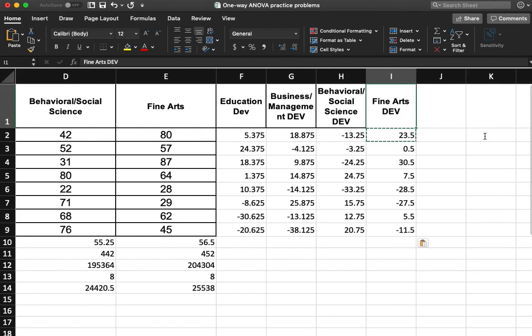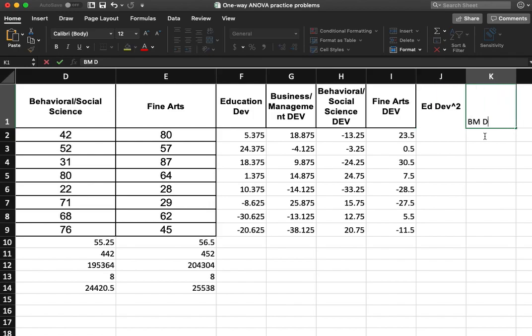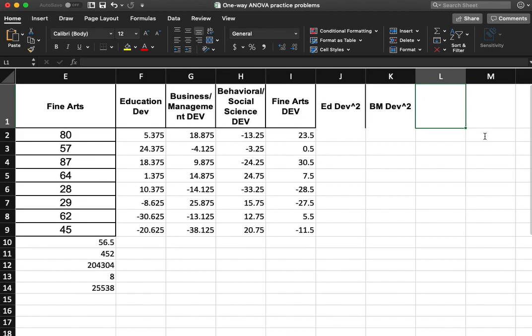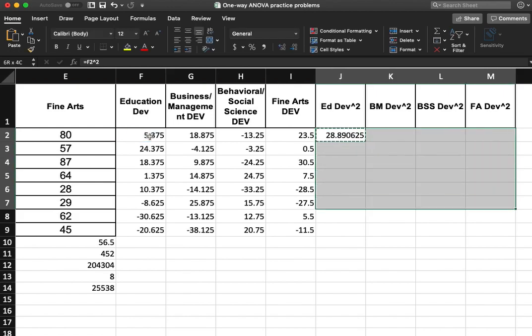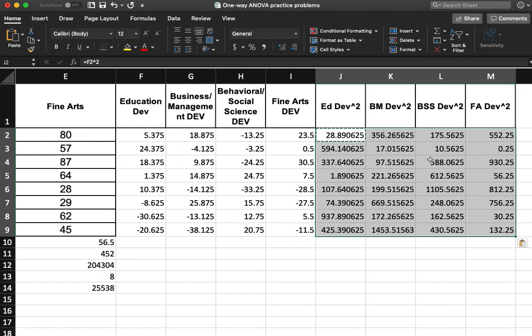And now we just simply square those deviations. So this is going to be the education deviation squared, the business management deviation squared, the behavioral social sciences deviation squared, the fine arts deviation squared. When you paste that formula into all of the cells over here, it'll update everything so that everything you calculated here is now squared over here.